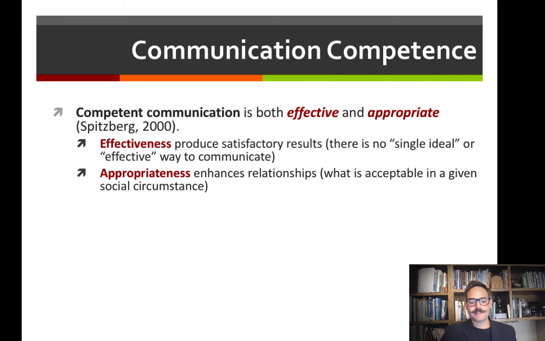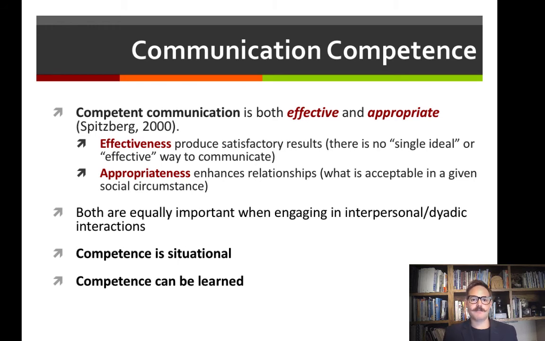Okay, so communication competence. Communication competence is communication that is both effective and appropriate. So effectiveness, we communicate in a way that produces satisfactory results. It's appropriate based on the context, so we don't say anything, do anything that might be disrespectful. So both are equally important, engaging in interpersonal dyadic interactions. I wish I could tell you that there was a formula to develop more competent communication in your everyday lives, but really competence is situational. So what is effective and appropriate in one context might change significantly in the next context, right?